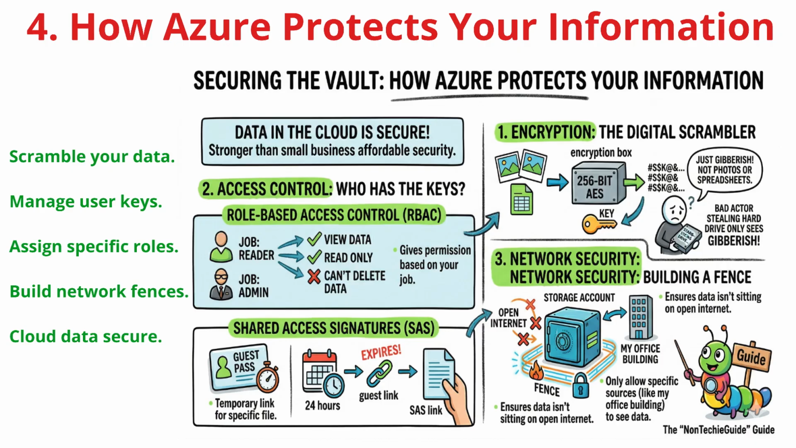Second is access control, deciding who has the keys. Azure primarily uses role-based access control, or RBAC, which gives people permissions based on their specific job. For example, a reader can view data, but only an admin can modify it. There are also shared access signatures, or SAS, which act like a temporary guest pass. You can provide a specific link that lets someone download a file for 24 hours, after which the link automatically expires.